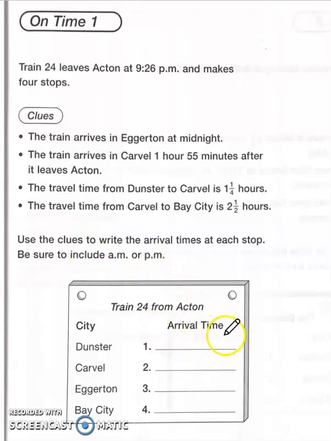Okay, so this isn't like how much time has elapsed. It's what time it actually is on the clock when it arrives. So this is train 24. It leaves Acton at 9:26, and it makes 4 stops. So that's important to know, that it leaves at 9:26.